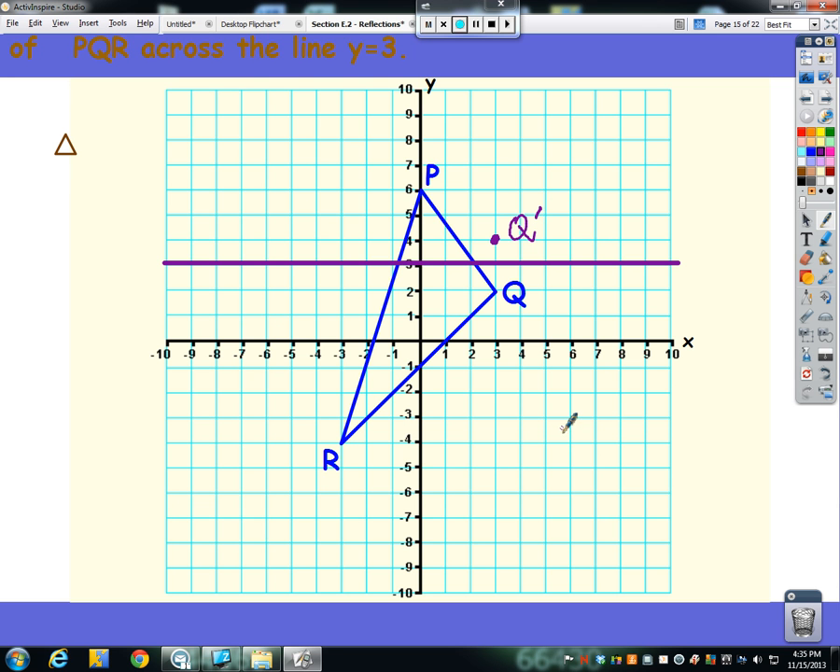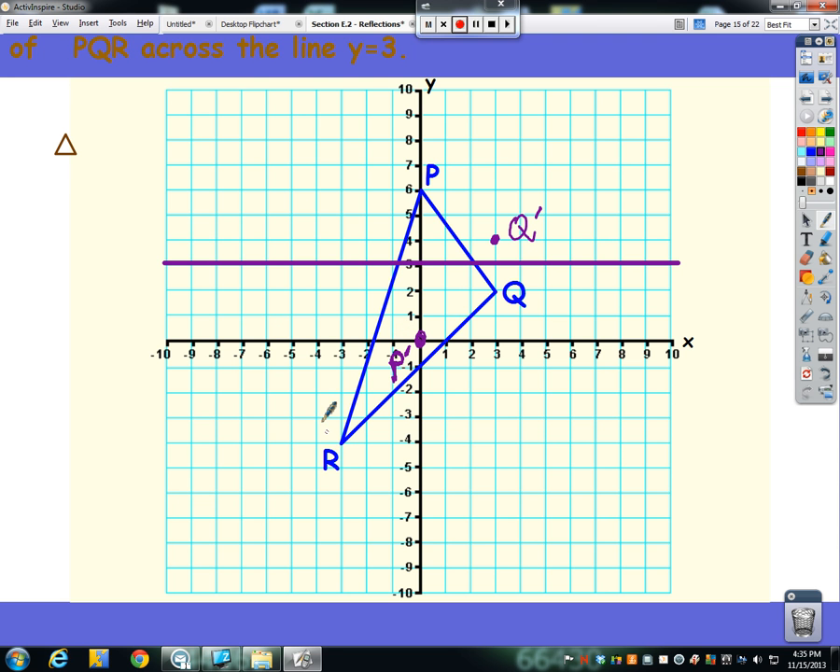So there's Q prime. Now P is 3 above the line of reflection, from 6 to 3 here. So I just need to drop 3 below. So P prime just happens to be, let me just move P out of the way there, P prime is going to be right at the origin, 0, 0.